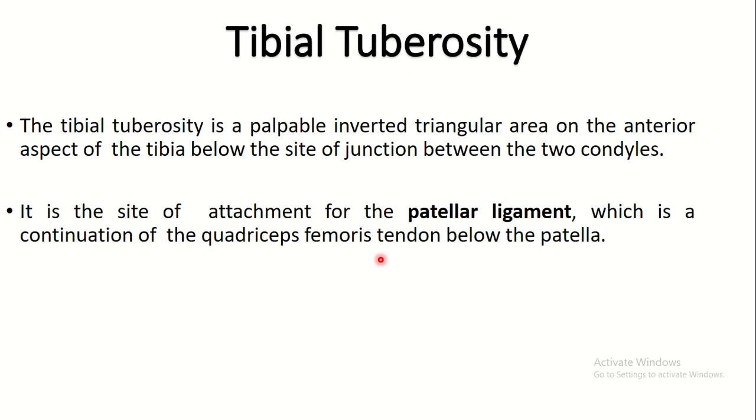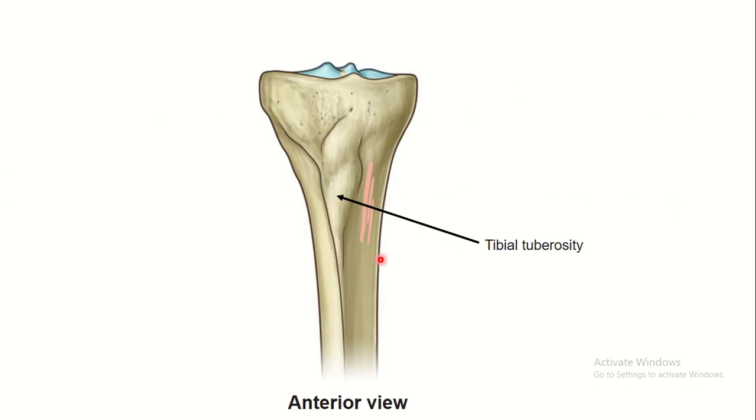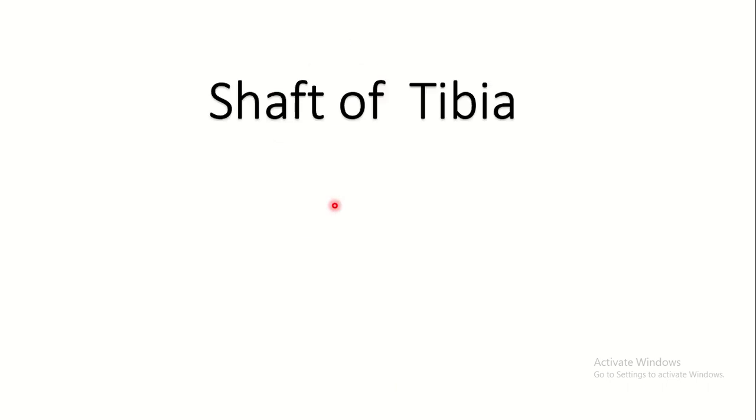It is a site for attachment of the patellar ligament, which is a continuation of the quadriceps femoris tendon below the patella. This is the tibial tuberosity. This is an anterior view of the tibia. These are two condyles. The attachment is in the middle between them, appearing as a triangular area, an elevation of bone. Of course it is palpable, you can feel it. This is called the tibial tuberosity, for attachment of the patellar ligament.